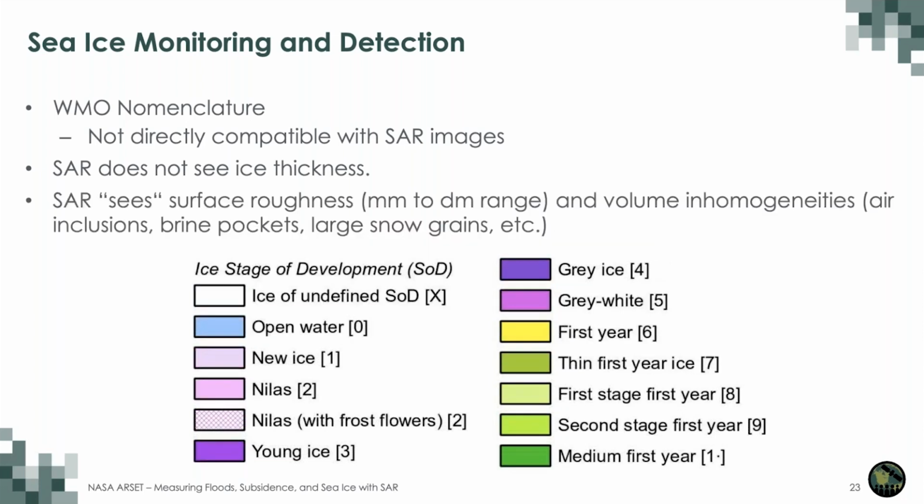But SAR, on the other hand, sees roughness, surface roughness. So we're talking about millimeter to decimeter range. It sees volume inhomogeneities, such as air inclusions, these brine pockets that you saw pictures of earlier, the snow grain size, and so on. So when we talk about SAR images, this is what we can see, and we somehow or other need to relate that back to these ice types that WMO has established.